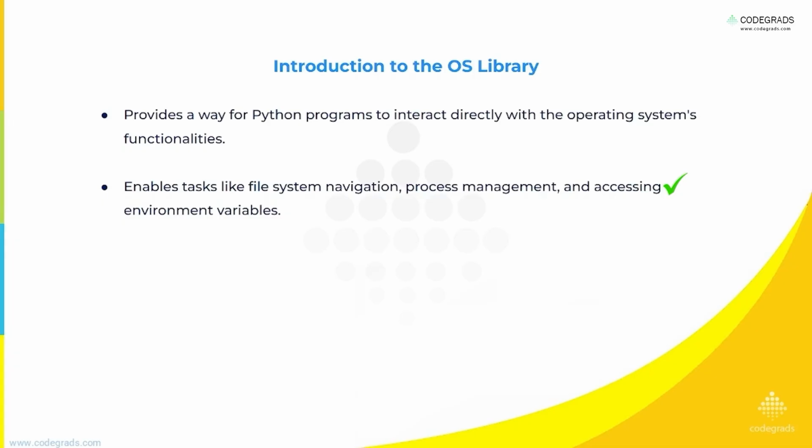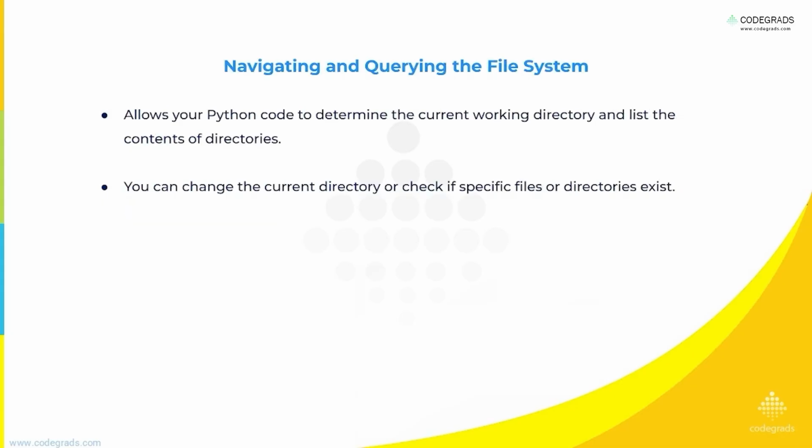Now, what is the OS module here? The OS module allows Python to access files and folders. We can create, rename, or delete files and folders, and also work with environment variables and run operating system commands. For navigating and querying the file system, it allows your Python code to determine the current working directory and list the contents of the directory. And you can change the current directory or check if specific files or directories exist.